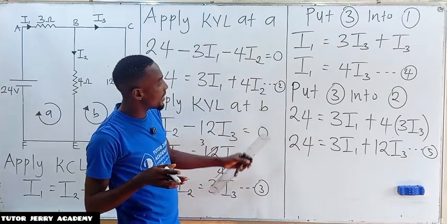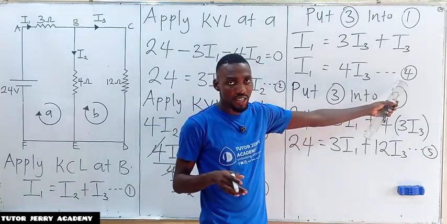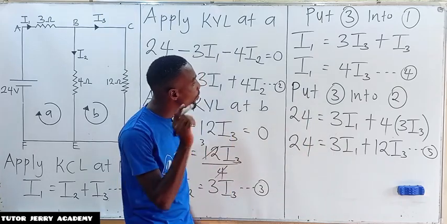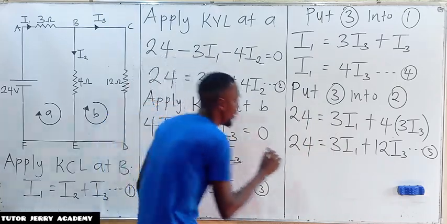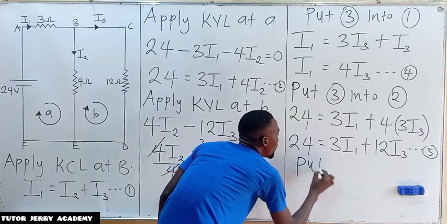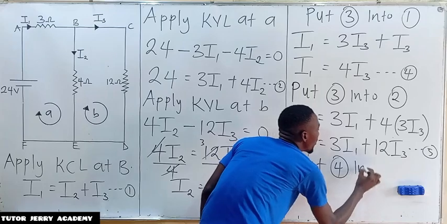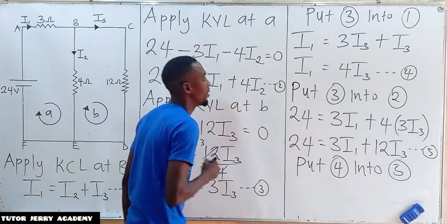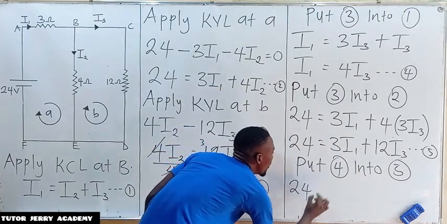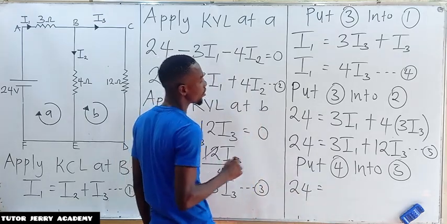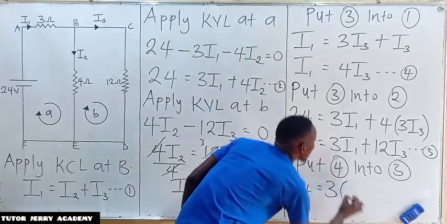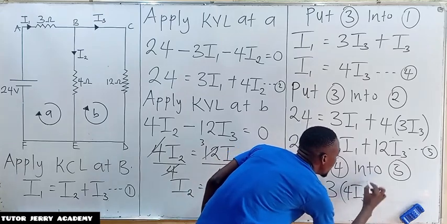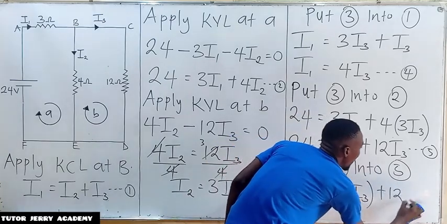So don't forget, again, we have equation number 4 here, which is I1. We said I1 is equal to 4I3, right? Now we are going to put 4 into equation 5. So we are going to have 24 equals to 3I1, 3 into 4I3 plus 12I3.